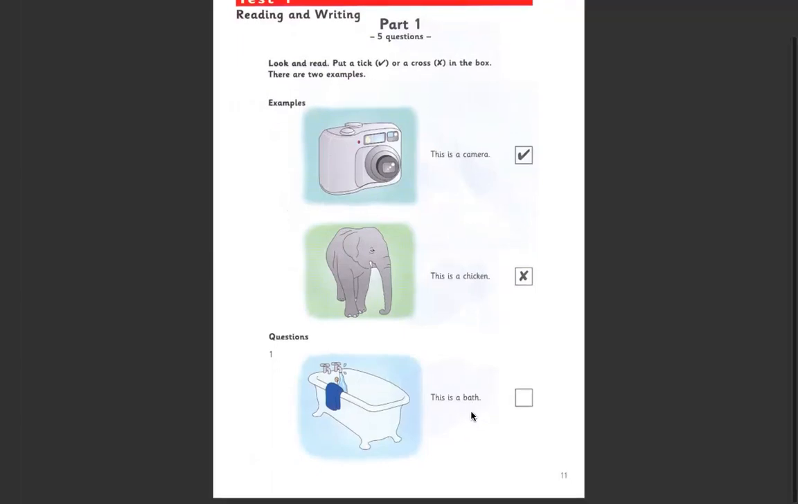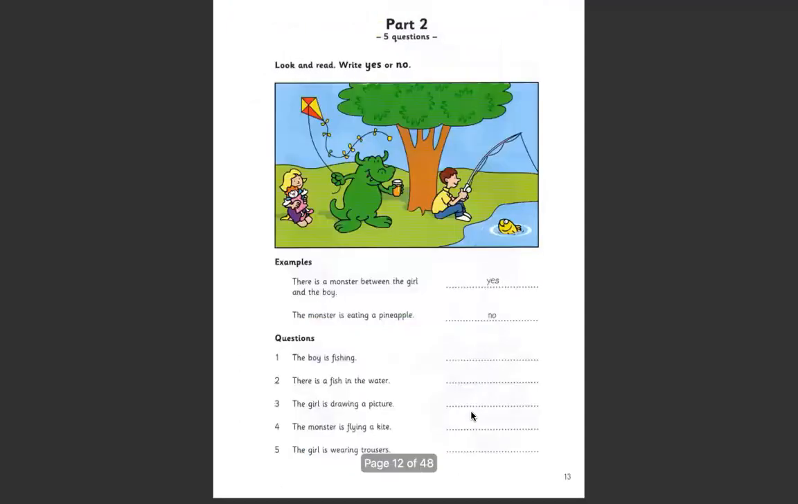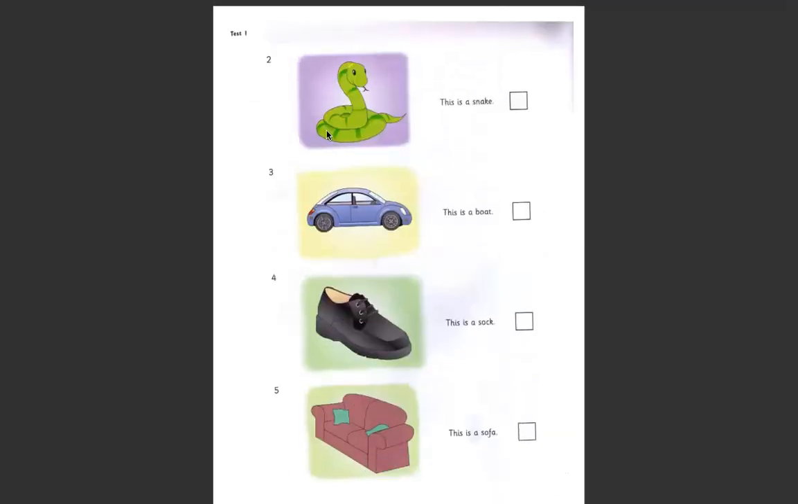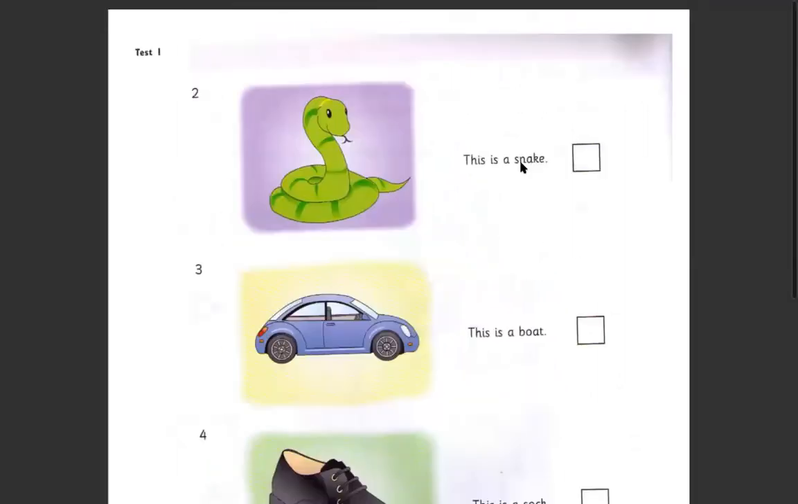Have you finished? Let's move to question two. Question two is this one. Look at the picture, then read the sentence. This is a snake. This is a snake.